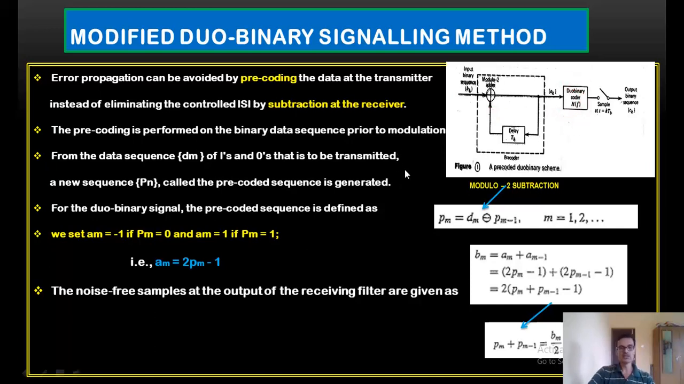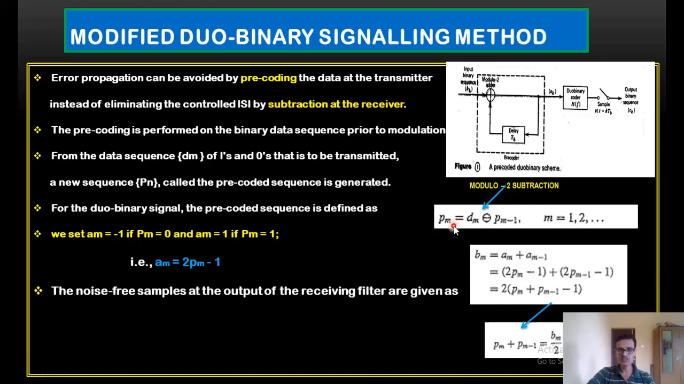Okay. So here now just look at this. If AM, again AM is my input symbol, right? If PM is 0, we set AM as -1. Okay, the pre-coded sequence means exactly here we get the PM. If PM is 1, we set AM as 1. That is again a polar representation of the signal. Or in general, we can set it as AM equal to 2 into PM minus 1. If PM is 0, we get -1. If PM is 1, 2 minus 1 is actually 1, right? So this same statement is implemented by using this particular mathematical equation.